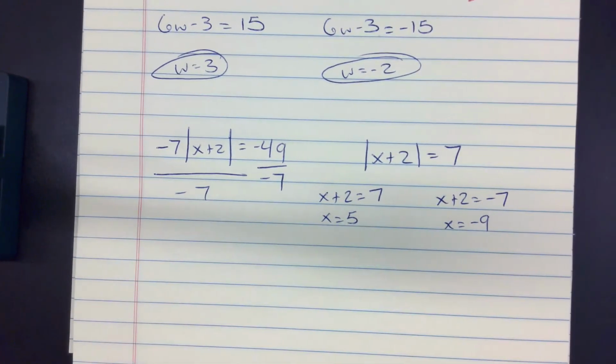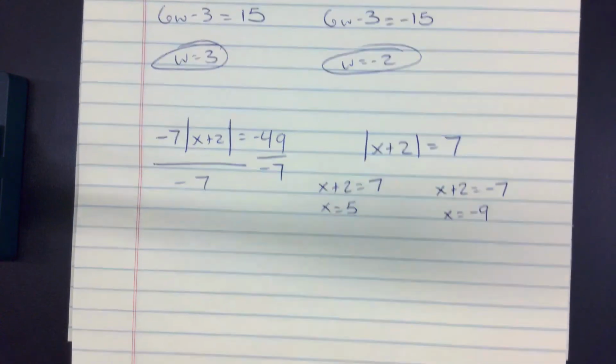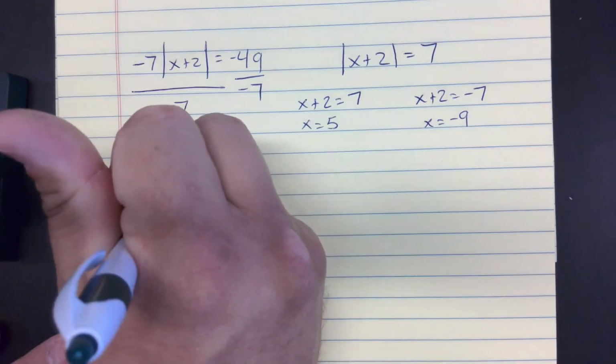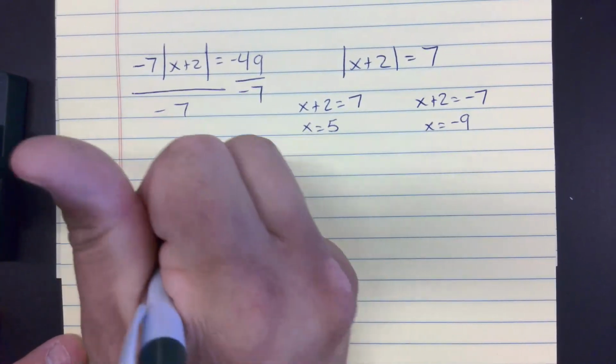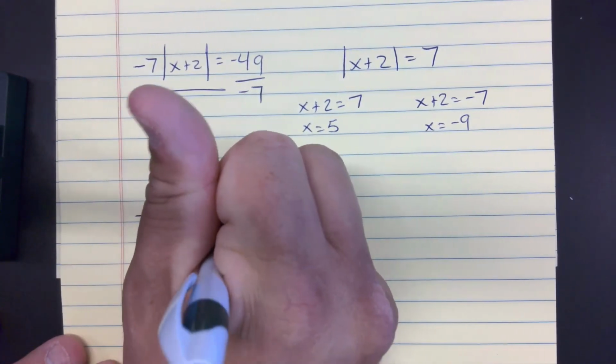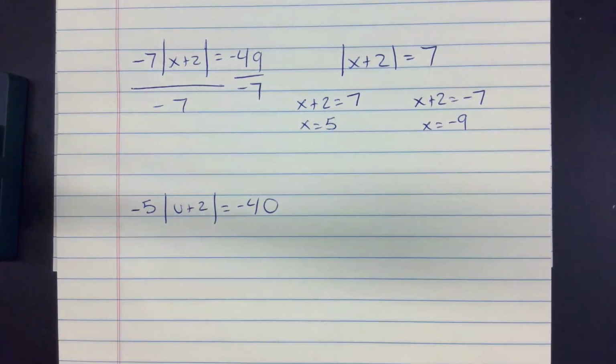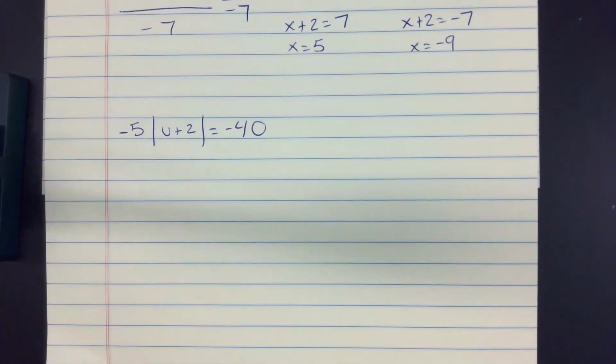X equals negative 9. Now you're going to be given a lot of problems with stuff that's outside of the absolute value that you're going to have to manipulate and move around. But here, I'm going to let you guys try this one on your own. You ready? It's very similar to the one above, so I'm going to leave it right there so you can see it. There you go. Solve that one.